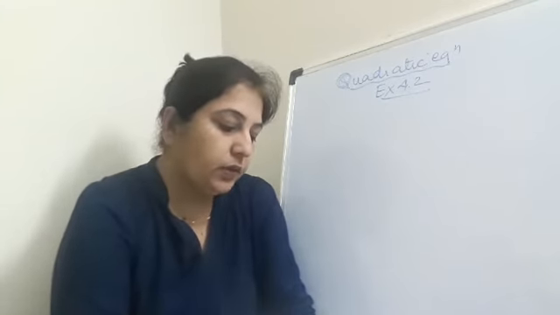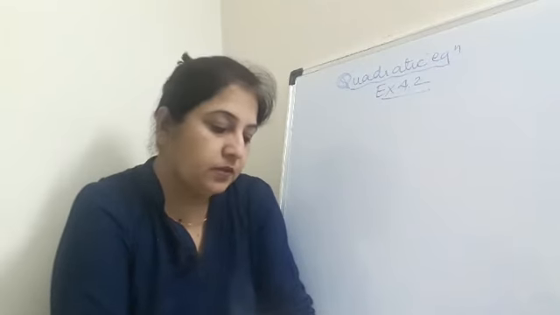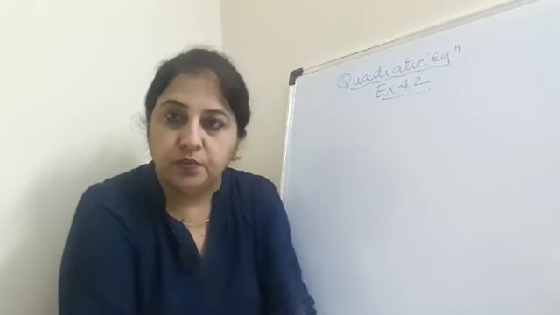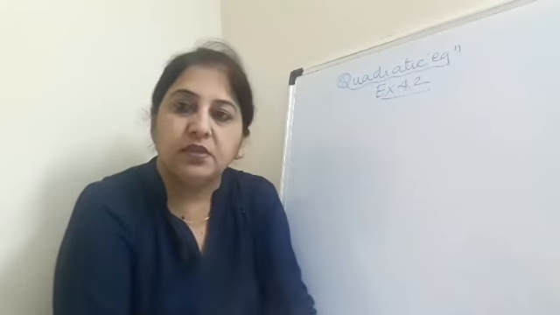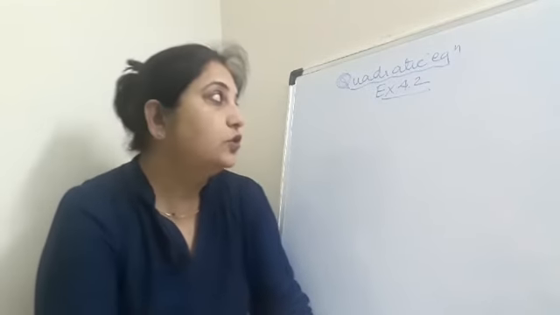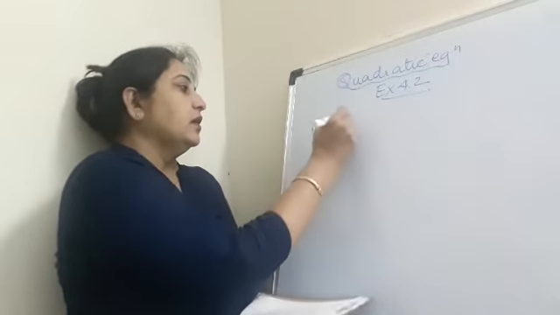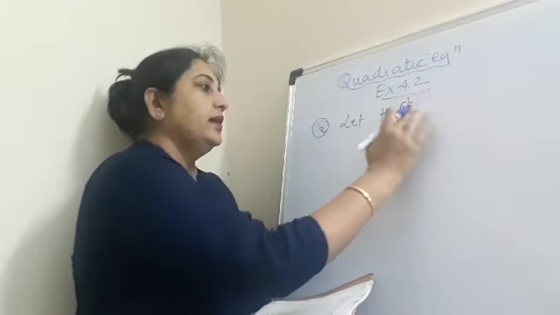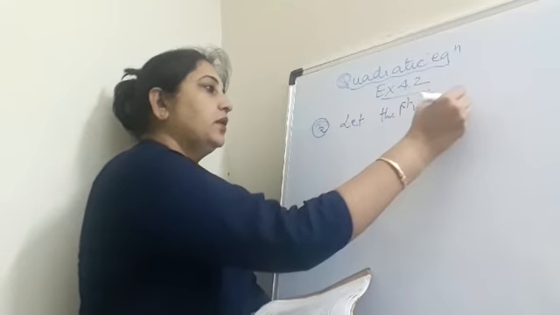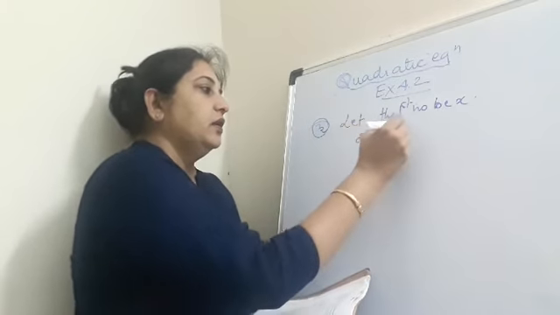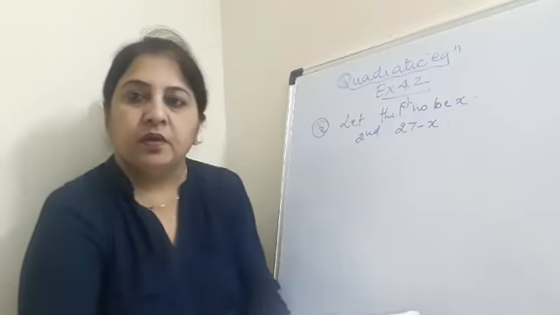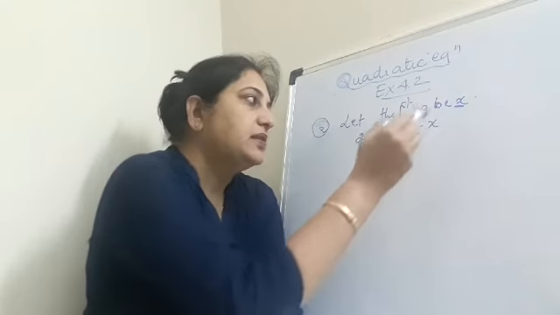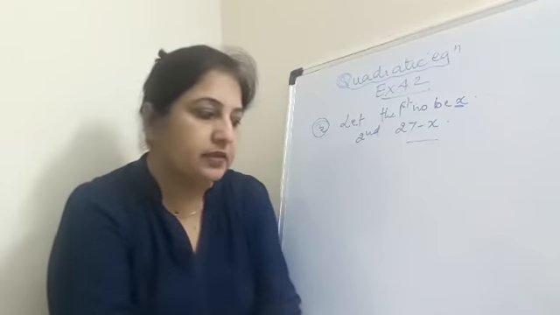Now the question is: find the two numbers whose sum is 27 and the product is 182. There are two numbers whose sum is 27 and the product is 182, so let us begin. Assume the first number is x, and the second number will be 27 minus x, because the sum of the two numbers is 27.